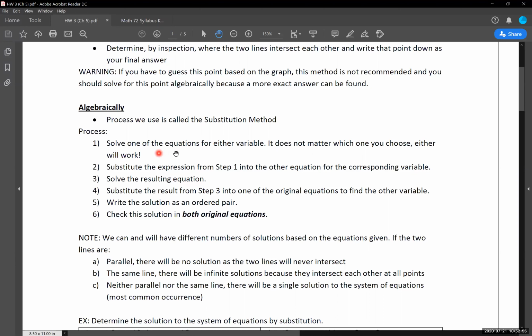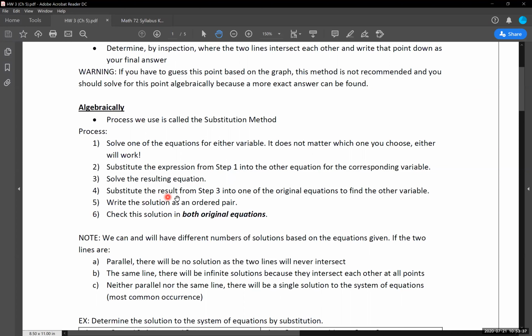So we have solved one of the equations for either of the variables. Now we're going to substitute the expression from step 1, where we solved for one of those, into the other equation for the corresponding variable. So if I solved my first equation for y, then I'm going to plug that expression that I found, y equals a bunch of stuff, in for that variable in the second equation that we have there. And then we are going to solve the resulting equation that shows up at that point in time. We'll work that out. We'll find x equals something.